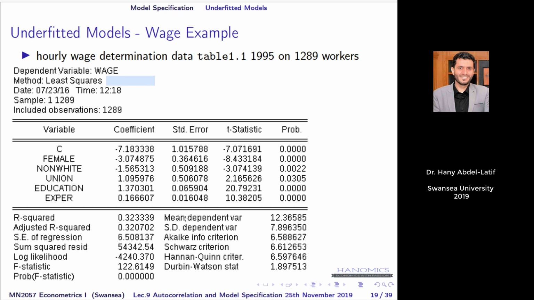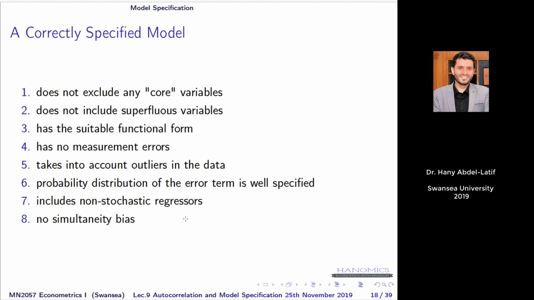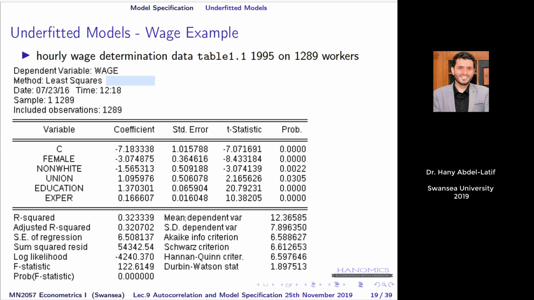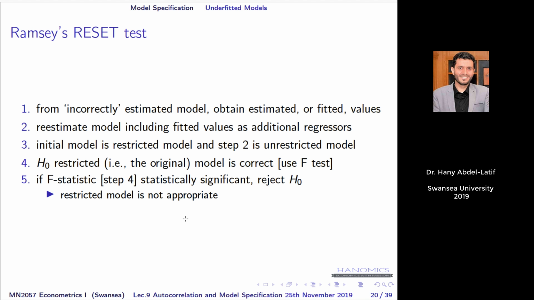Anyway, in this case, let's assume now we want to compare between these models or these specifications. The first specification, let's call this the restricted specification, where we omitted some variables. Now we wish to see what would happen if we include the other variables, or whether we should include the other variables or not. So one test you could use is Ramsey's RESET test. Basically, you first need to obtain the residuals from the incorrectly specified model.